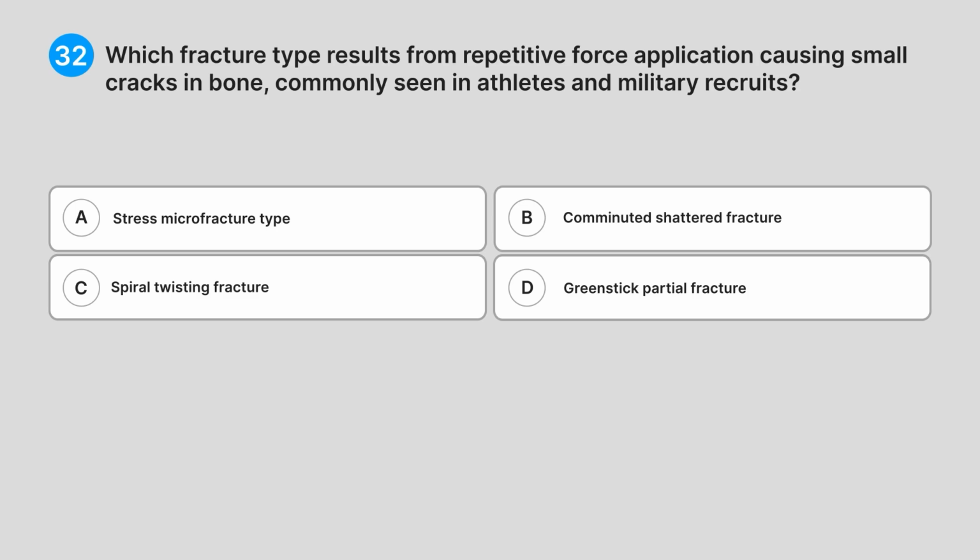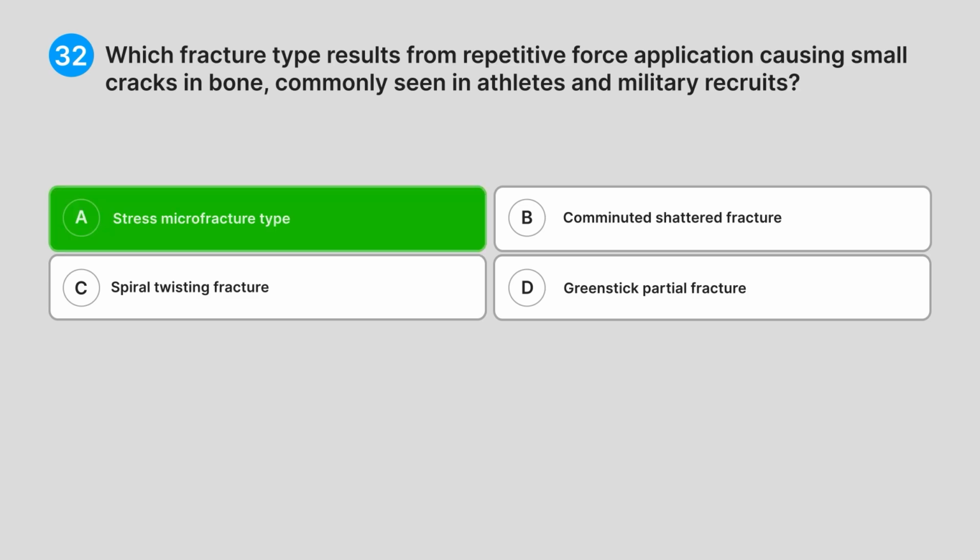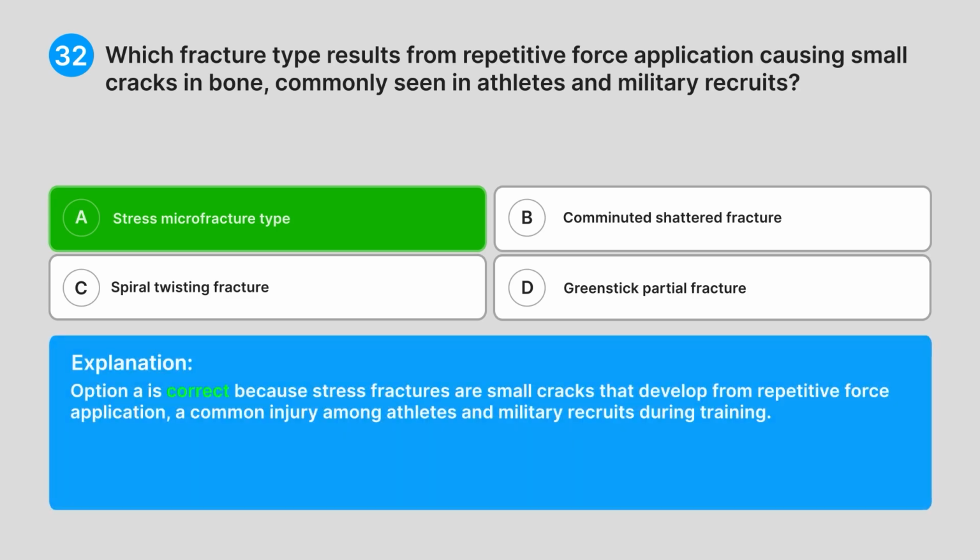Correct answer. A. Stress microfracture type. Explanation. Option A is correct because stress fractures are small cracks that develop from repetitive force application, a common injury among athletes and military recruits during training.